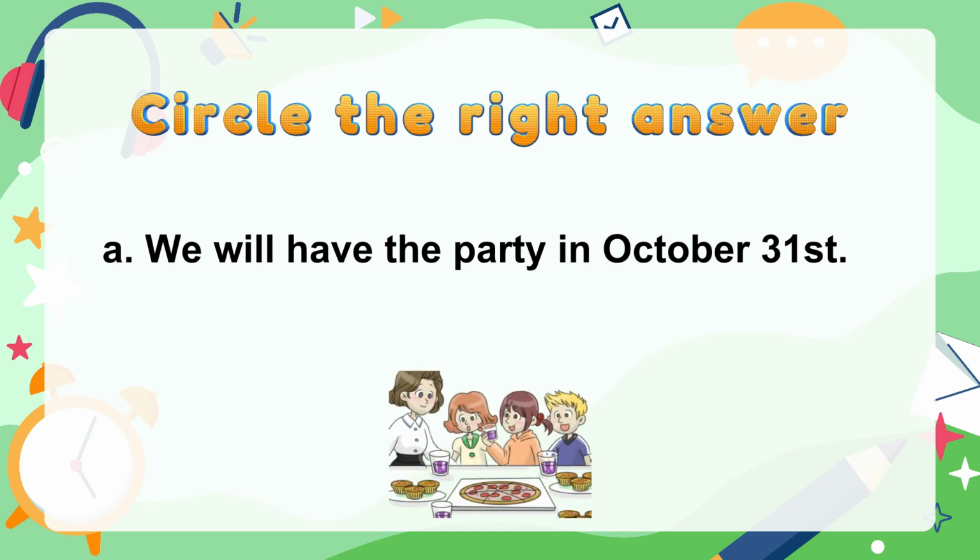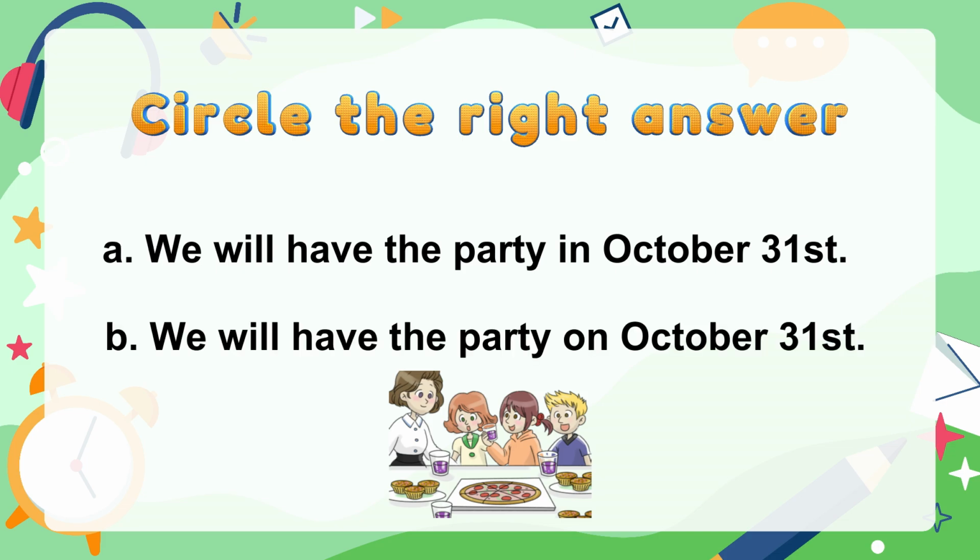A. We will have the party in October 31st. B. We will have the party on October 31st. October 31st is a date, so we use the preposition on. The answer is B. We will have the party on October 31st.